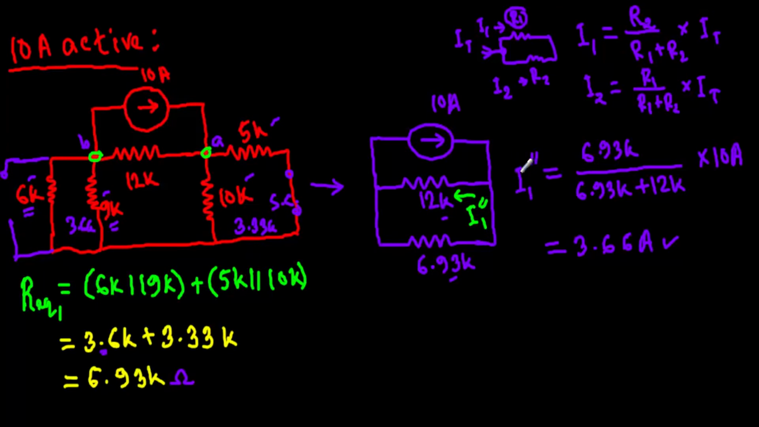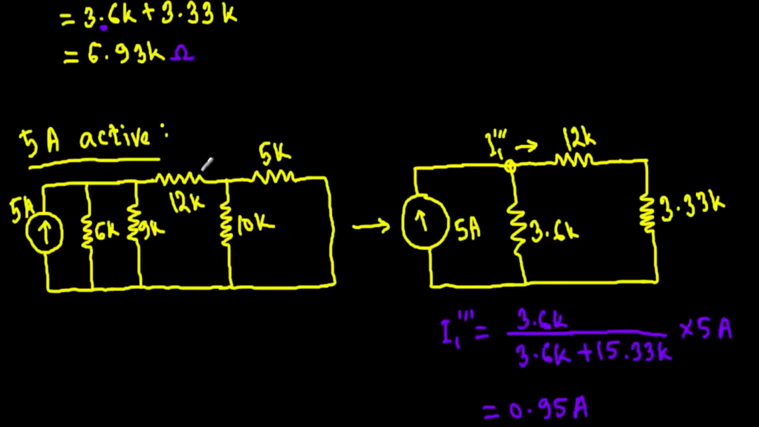Okay, so what is the direction of I1 double prime? I1 double prime will be flowing in the indicated direction from right towards left. We are left with only one current source, that is the 5 ampere current source. If I keep the 5 ampere current source active, I will replace the voltage source with a short circuit and the current source that was connected across this 12 kilo ohm with an open circuit.